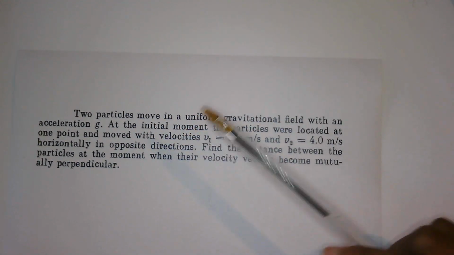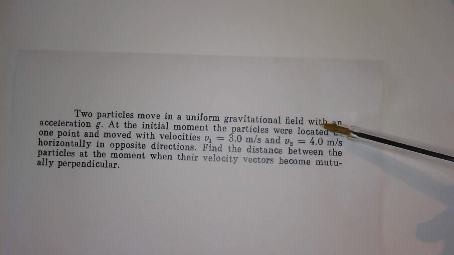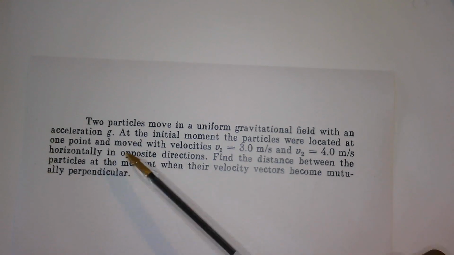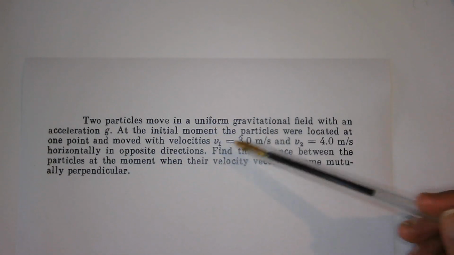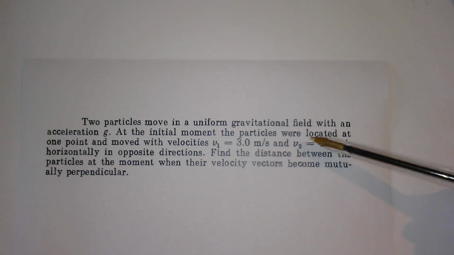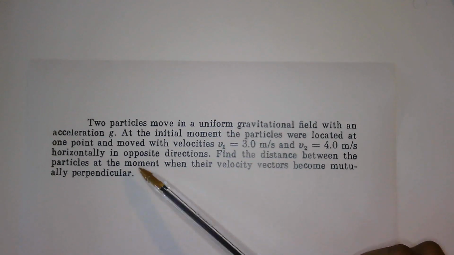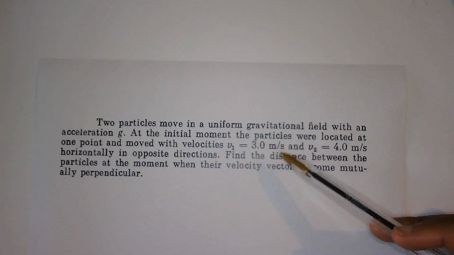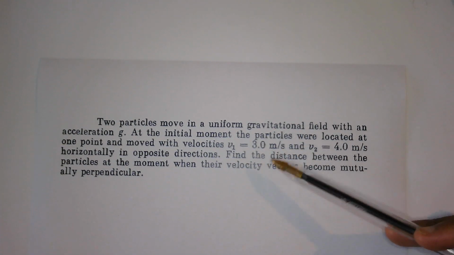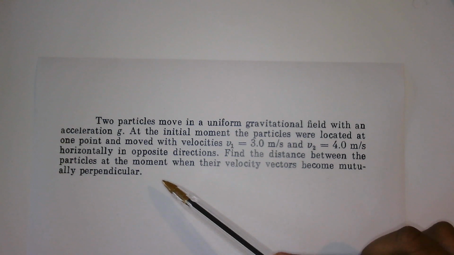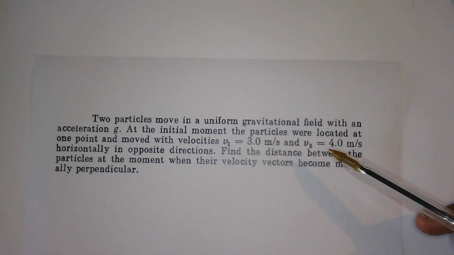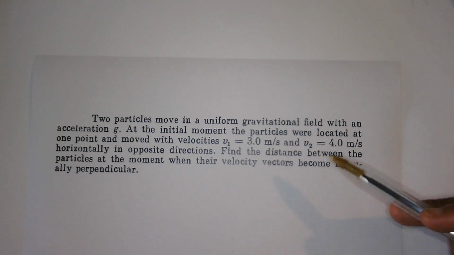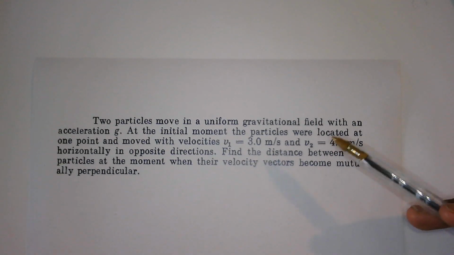And at the initial moment the particles are located at one point and they move with velocities v1 and v2 horizontally in opposite directions. And the question is asking us to find the distance between the particles at the moment when their velocity vectors become mutually perpendicular, so perpendicular to each other.